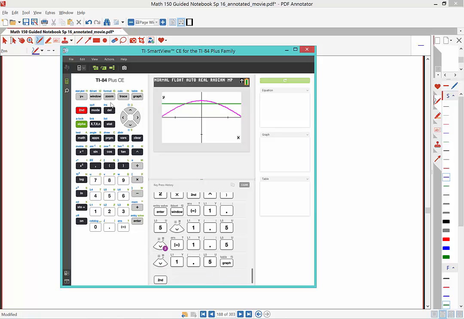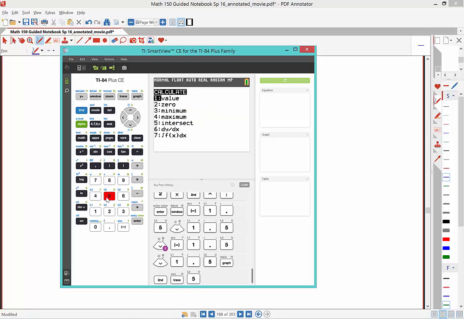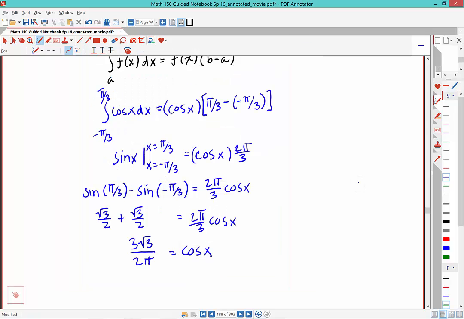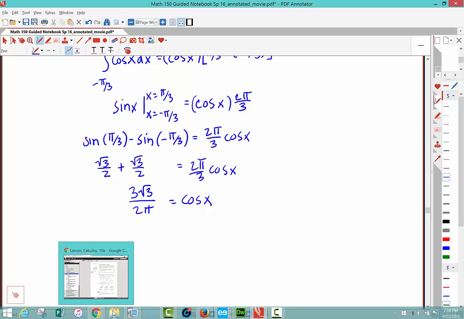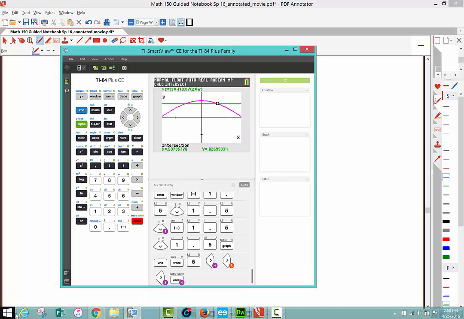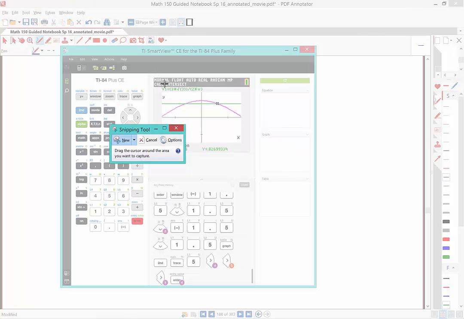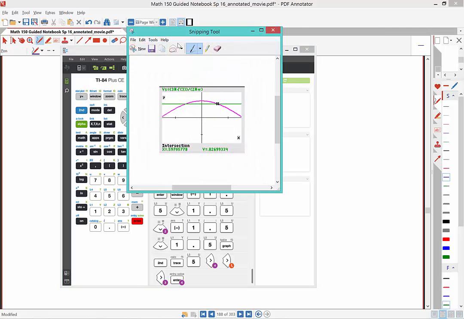And I'll just do the positive. First curve is this guy. Second curve is that guy. And our intersection is at approximately, let's see, 0.5971 for x. So I'll just copy that. Okay, so these are in our interval of interest.